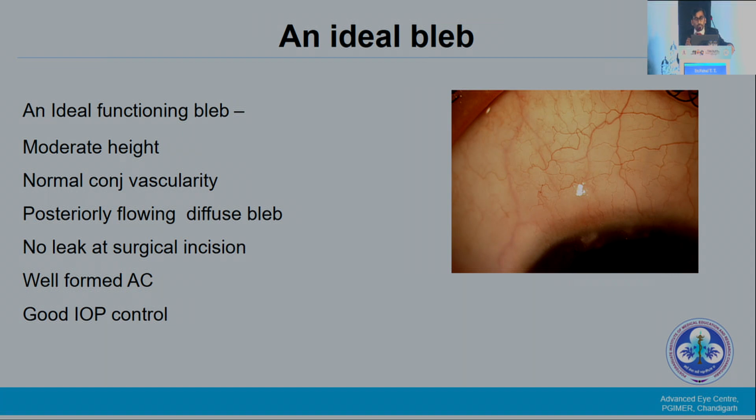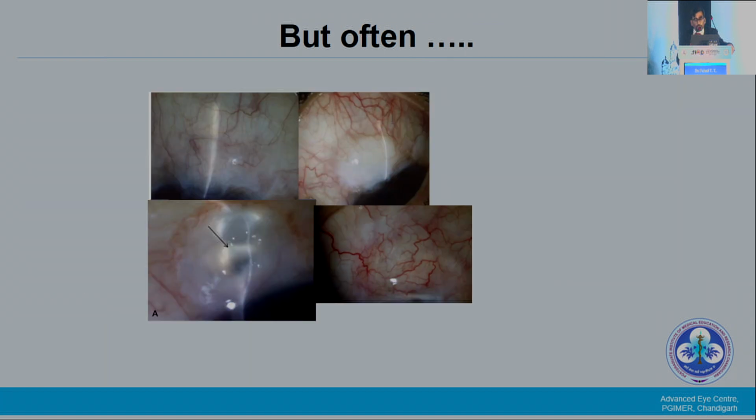So what we would like to get is an ideal bleb, that is, of moderate height, with normal conjunctival vascularity, a posteriorly flowing diffuse bleb, no leak at the surgical incision, a well-formed AC and target IOP. But often we get pictures like this: maybe scarred or encysted, or a thin, cystic, leaky, avascular bleb. So how do we identify failure before going to this stage?